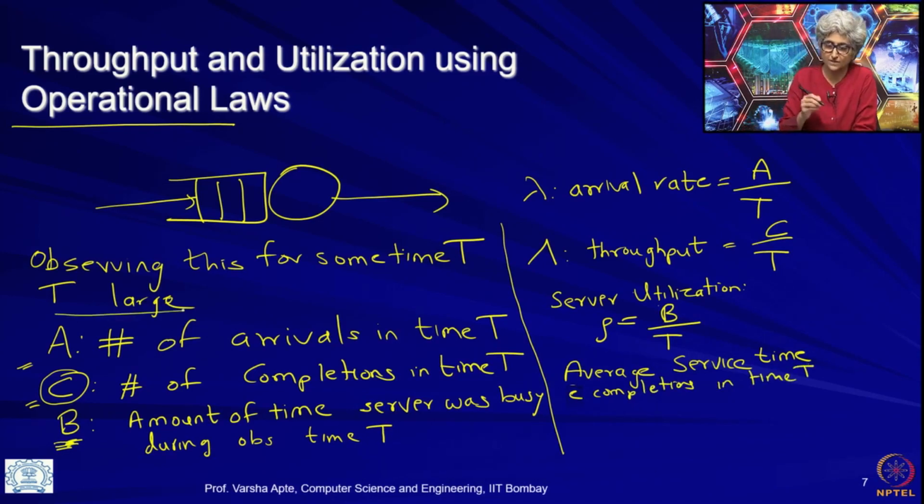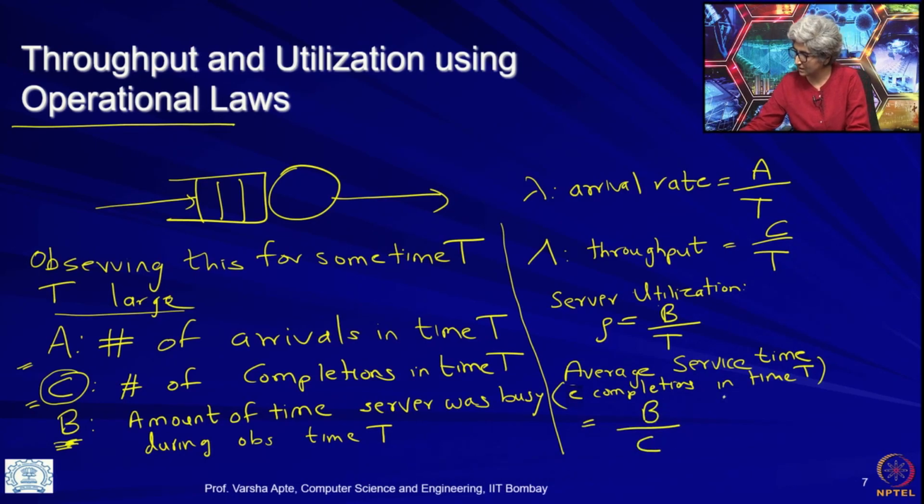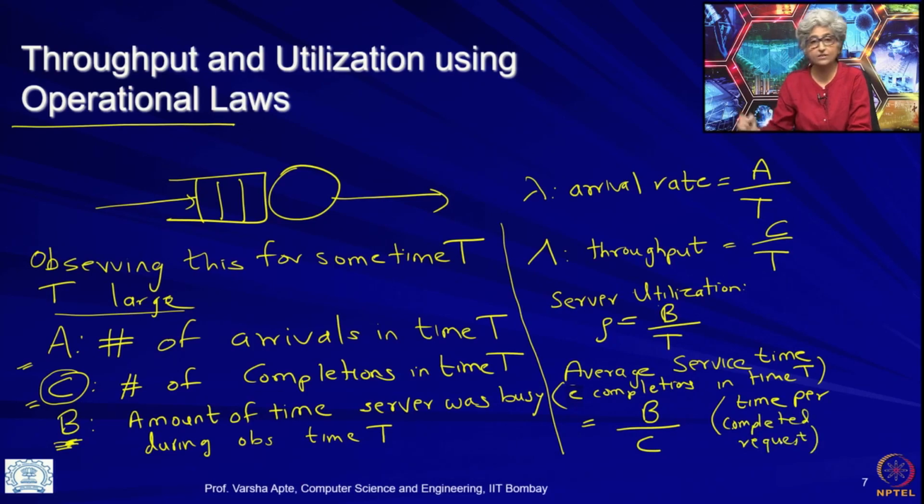Remember that the time t is large. If we started observing the system when one of these requests was in the middle of a service, maybe part of that time has gone, but if we observe over a long time, this boundary condition can go. The average service time will basically be total time divided by number of completions. This is basically time per completed request, so this is the average time. This is going to be tau.